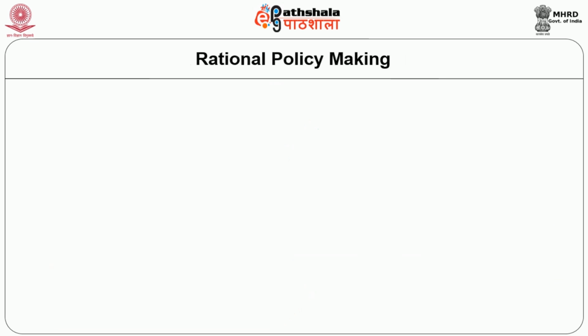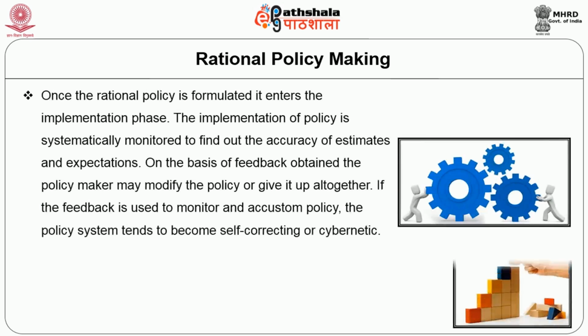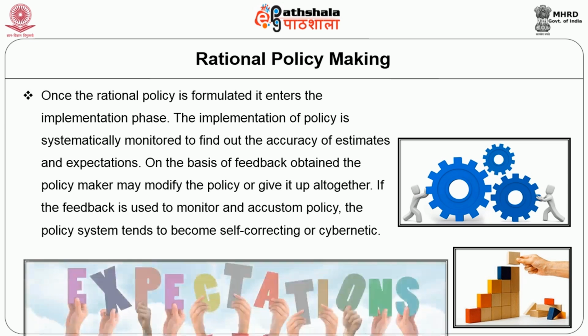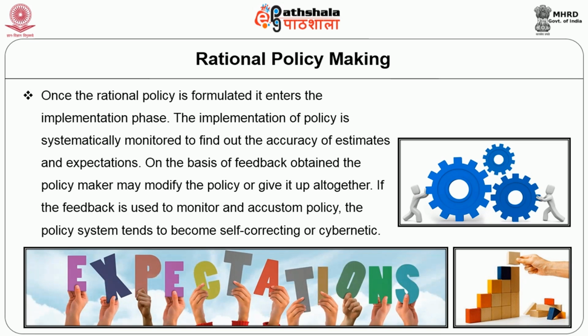Once the rational policy is formulated, it enters the implementation phase. The implementation of policy is systematically monitored to find out the accuracy of estimates and expectations. On the basis of feedback obtained, the policymaker may modify the policy or give it up altogether. If the feedback is used to monitor and adapt policy, the policy system tends to become self-correcting or cybernetic.